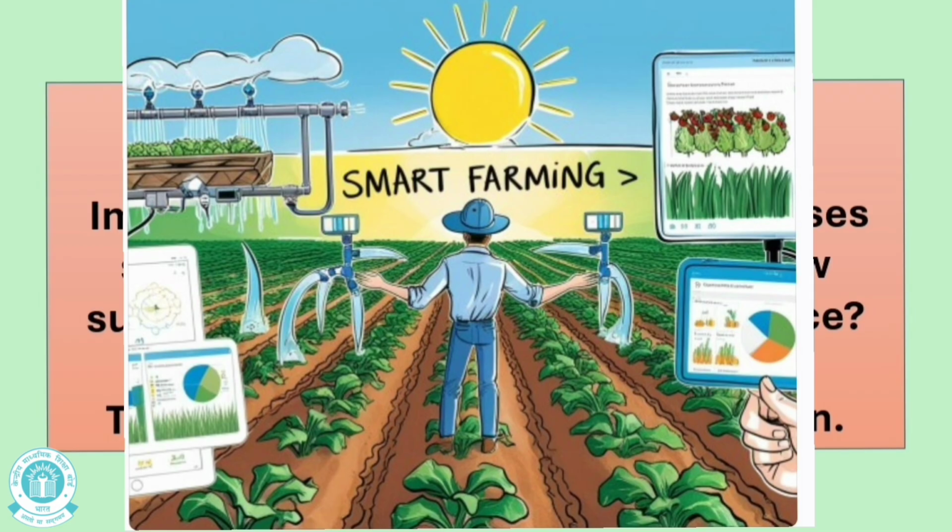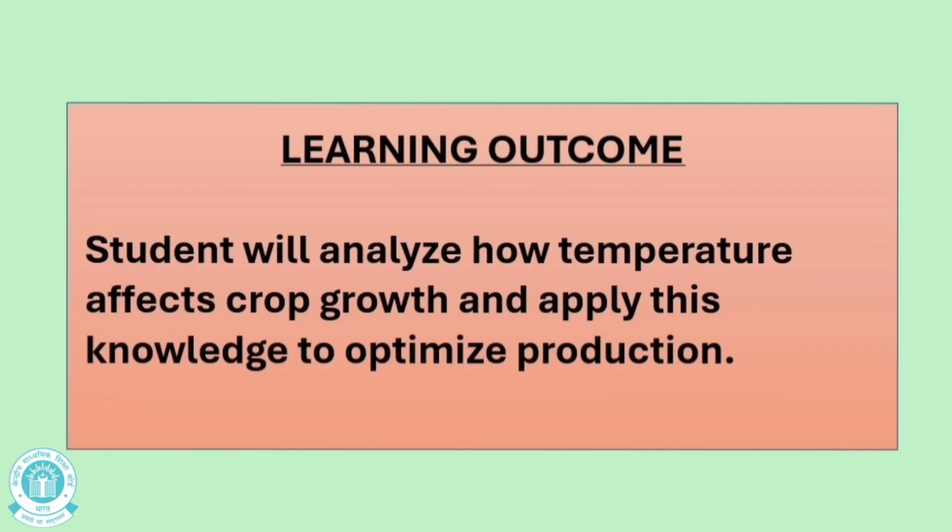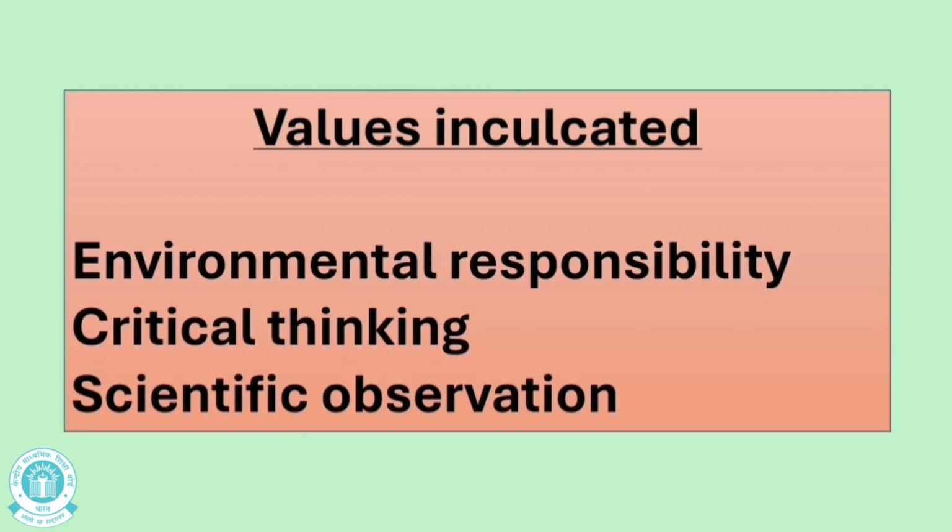Now, further let us know what learning outcome we achieved so far. Now, students will analyze how temperature affects crop growth and apply this knowledge to optimize production. Beyond knowledge, it's the values we nurture that shape our future citizens. Values inculcated are environmental responsibility, critical thinking, scientific observation, and teamwork.